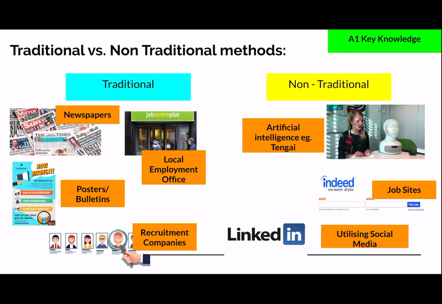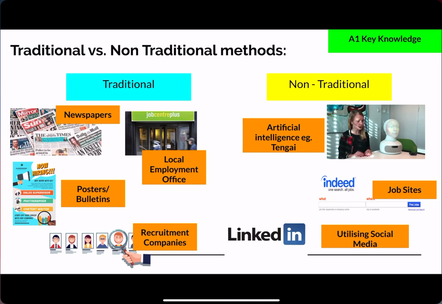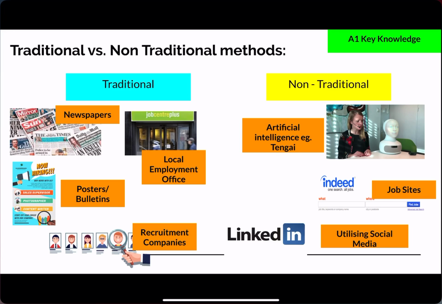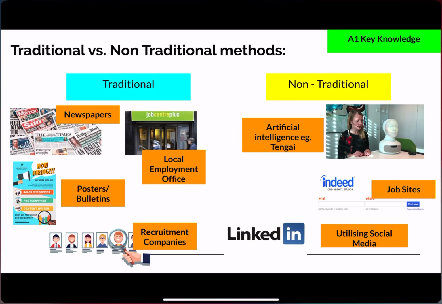There are some very interesting non-traditional methods that are currently being used by many of the larger organisations, such as artificial intelligence. There is a new robot called Tengai who is supposed to eliminate unconscious bias in the interview process. So essentially what this interviewer does is he or she can decide on the right candidate by just using questions as a technique.